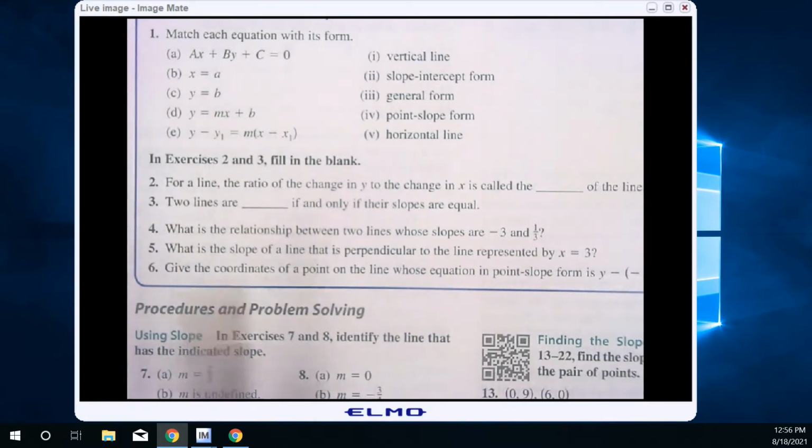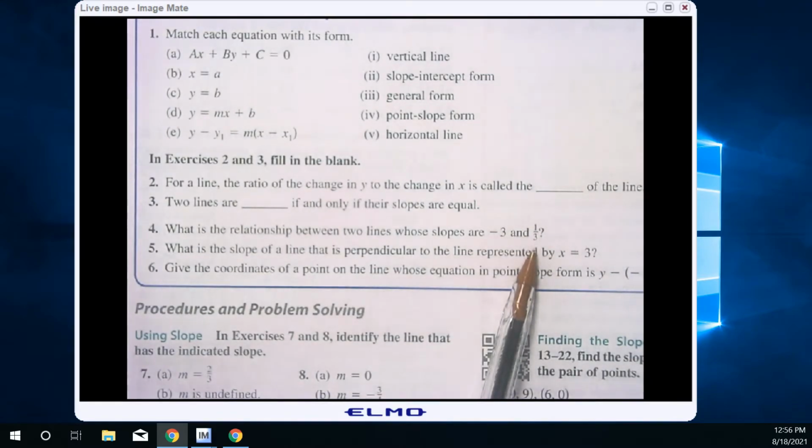Jumping down to number 4 then, what is the relationship between the two lines whose slopes are -3 and 1/3? Opposite reciprocals. What's the relationship when the slopes are opposite reciprocals?